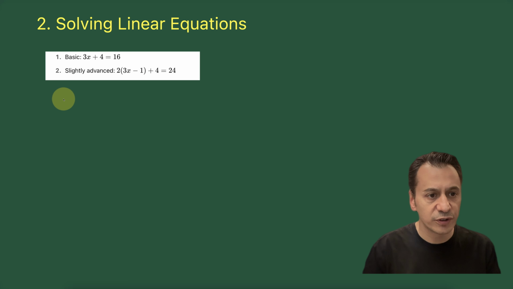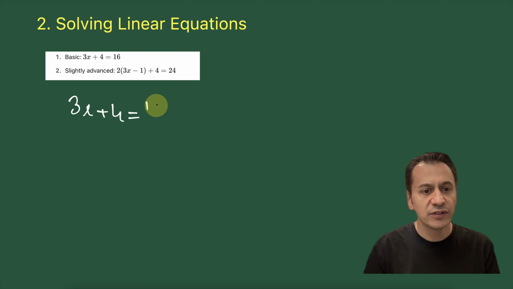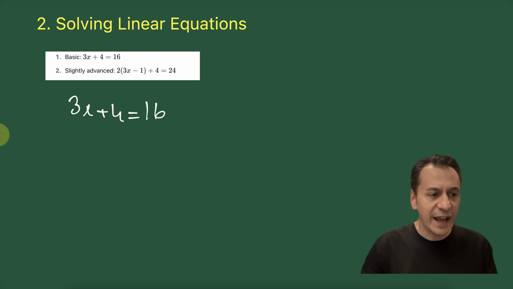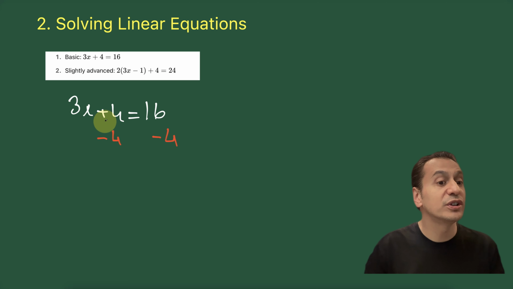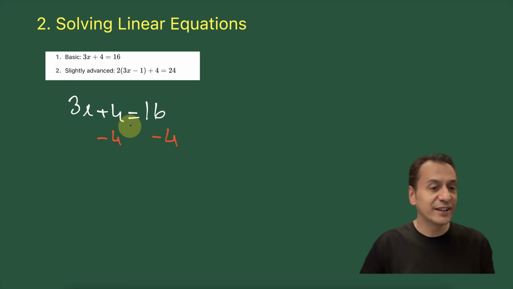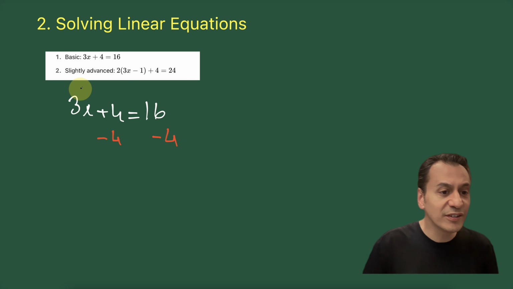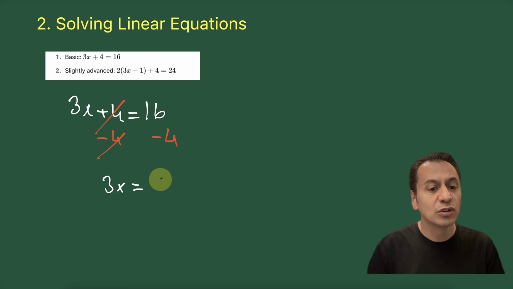Let's start with the first one. 3x plus 4 equals 16. Now, actually, what I'm doing is, I'm adding minus 4 to both sides of the equation in order to get rid of that 4, so I can approach more to this x. So I get rid of these, and then 3x equals 12.